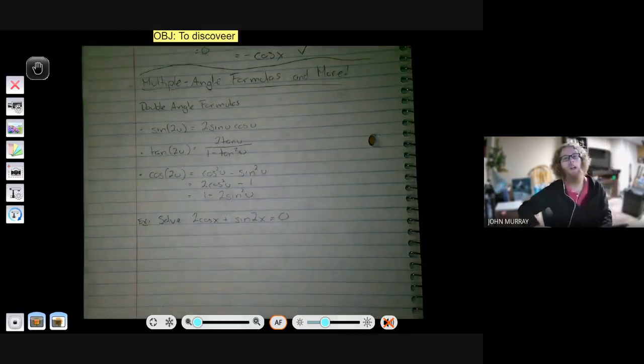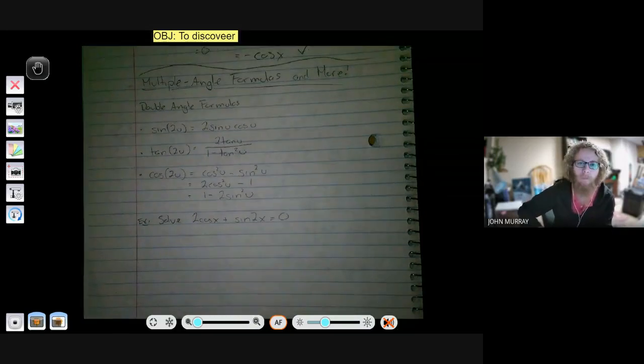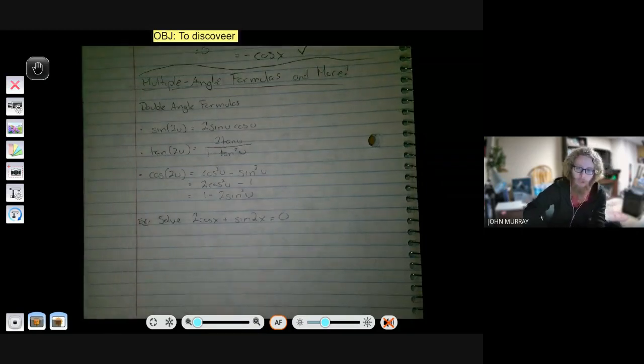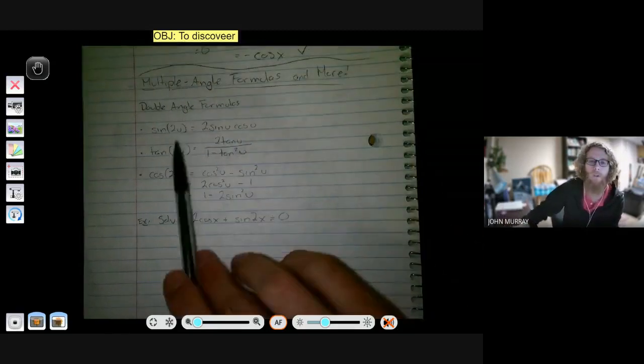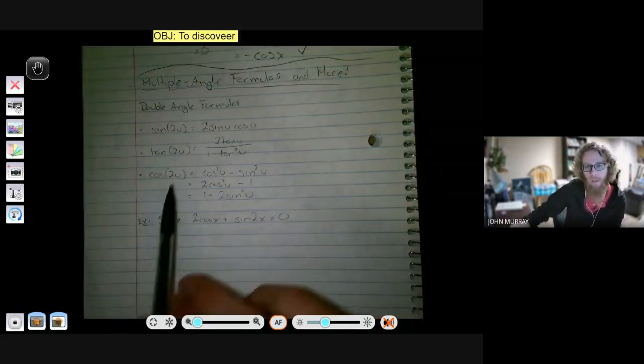So first here we have double angle formulas. Now, we utilize these rules usually when we're trying to solve an equation that may be difficult to go through our normal algebraic steps. All right, so we have the three rules here we actually get from our addition rule.